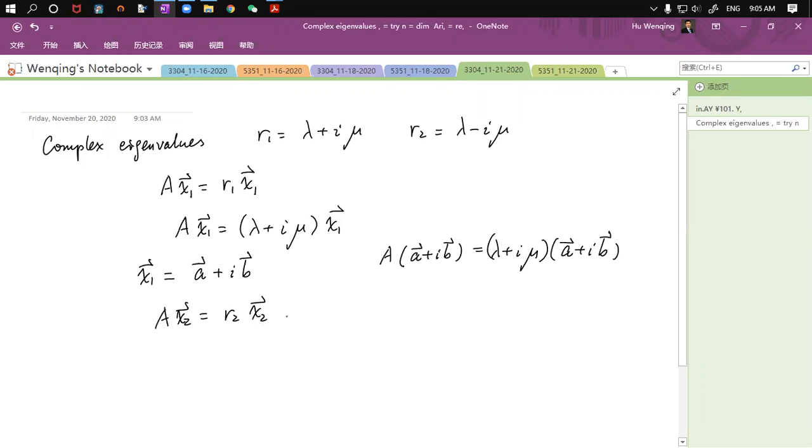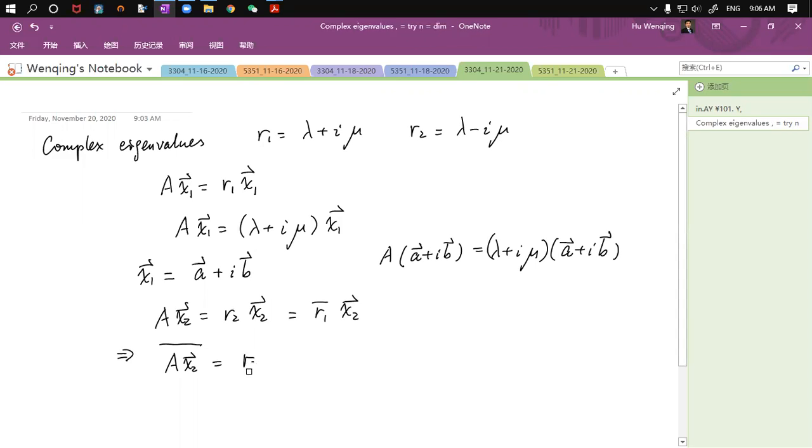But remember, R2 is nothing but R1 bar, X2, right? So it's just the conjugate of R1. Which means that if you have this identity, then you can take a conjugate. So AX2, you take a conjugate. When I take a conjugate of a vector, it means I take a conjugate of each component of that vector. This is going to be equal to R1, right?